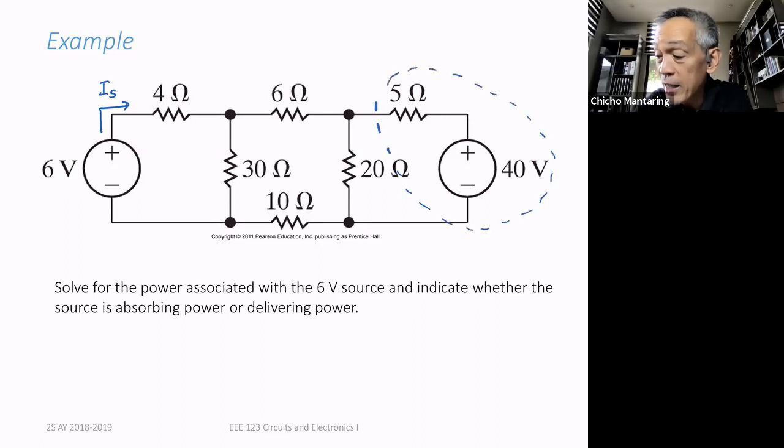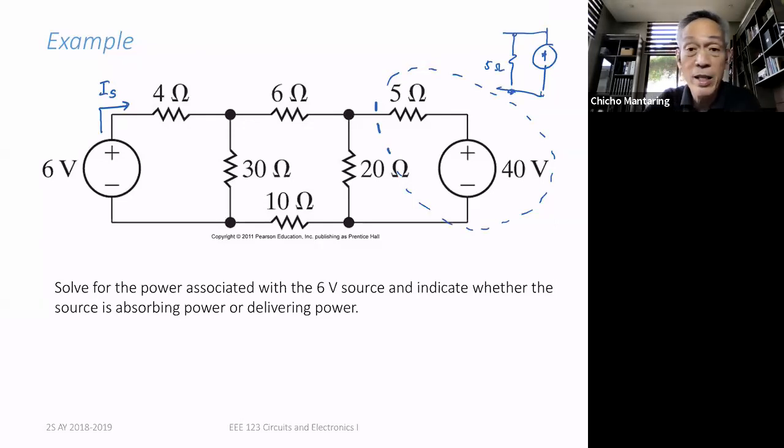So I'm just outlining the strategy. I can replace this with a current source in parallel with the 5 ohm. What will be the value of my current source? Anyone? Just shout it out. What will be the value of my current source? I'm sorry, Peter, no? It's not 40 amperes. That's right, no? It's 8. This is going to be 8 amperes, right?